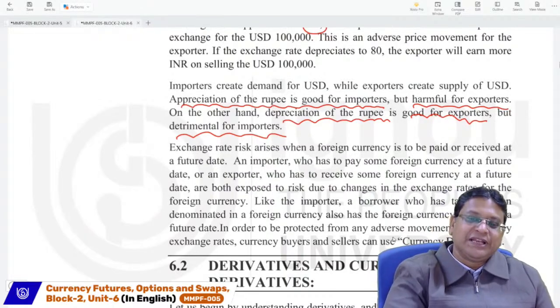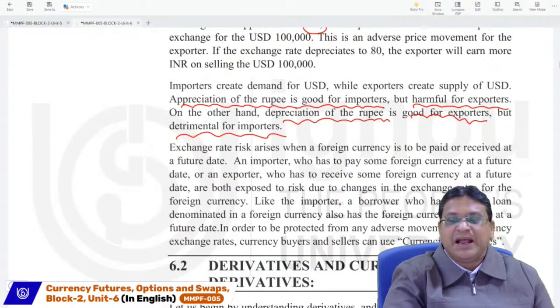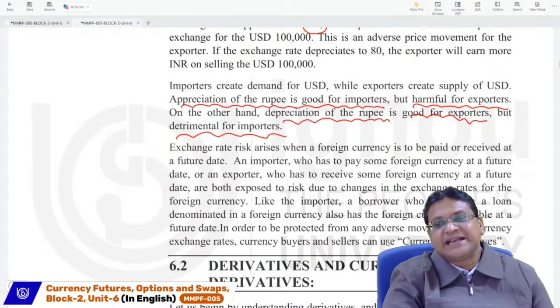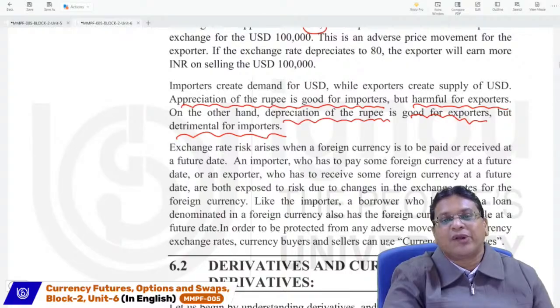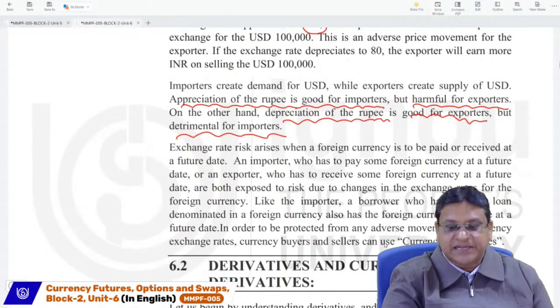So in case of floating exchange rate, both importer and exporter face exchange rate risk or currency risk, because they have to receive or pay foreign currency on a future date.